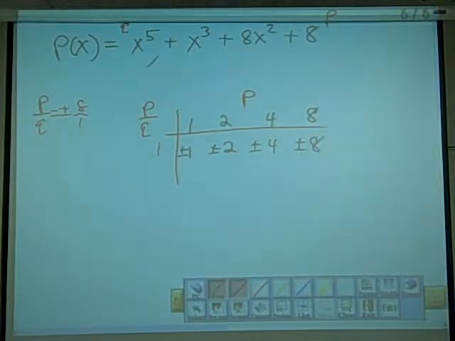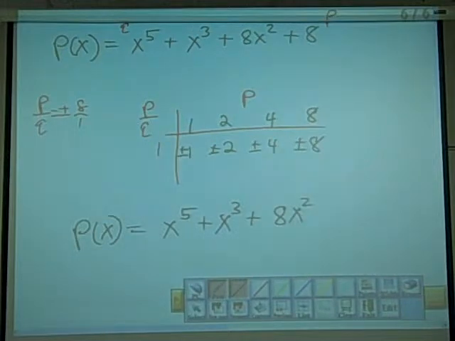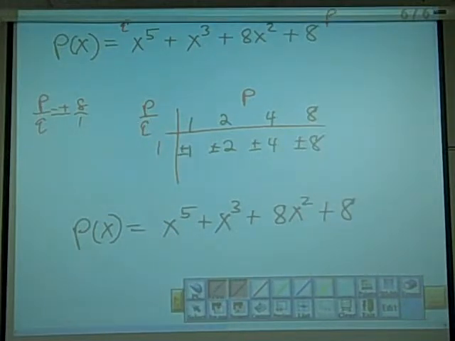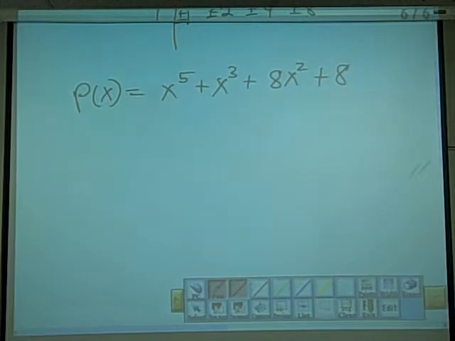Now, because we have four terms, it's a good idea to see if we can do factor by grouping. So here we have, before we even go any further, P of x is x to the fifth plus x cubed plus 8x squared plus 8. And let's see if we can do factor by grouping before we go any further.